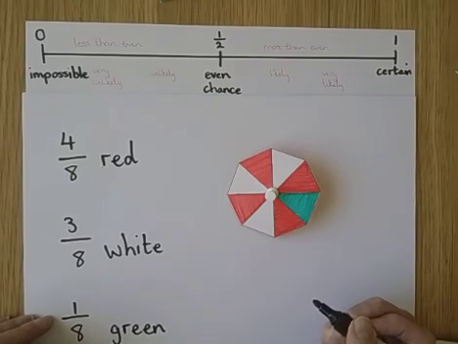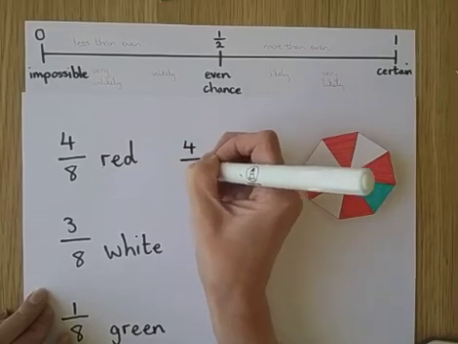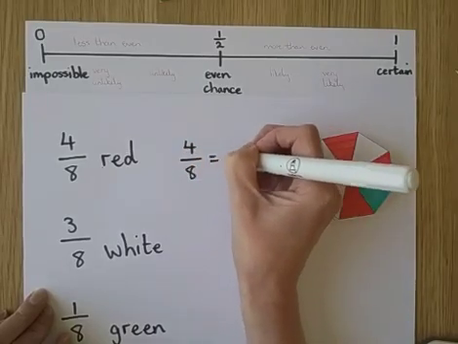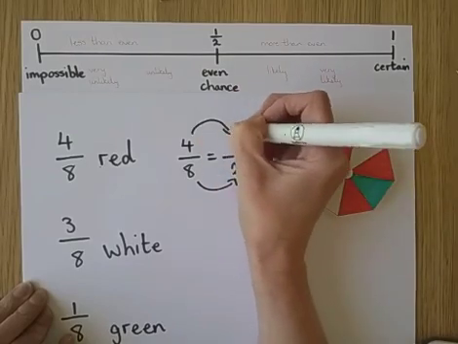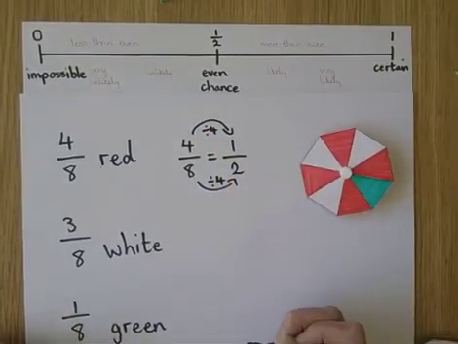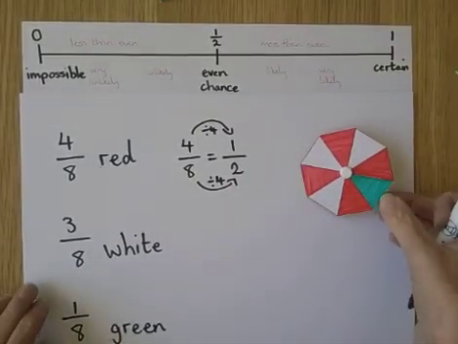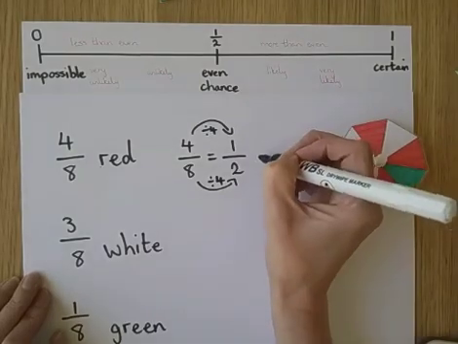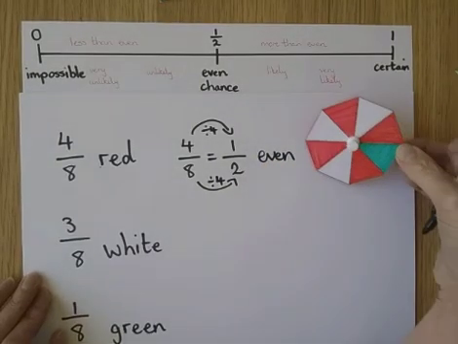Well, if I look at the red, well, 4/8, I could simplify that, couldn't I? 4/8 is the same as 1/2, because if I divide both the numerator and the denominator by 4, I'm going to get 1/2. So which word means there's a half chance? Of course, it's an even chance. So for this spinner, there is an even chance of landing on red.